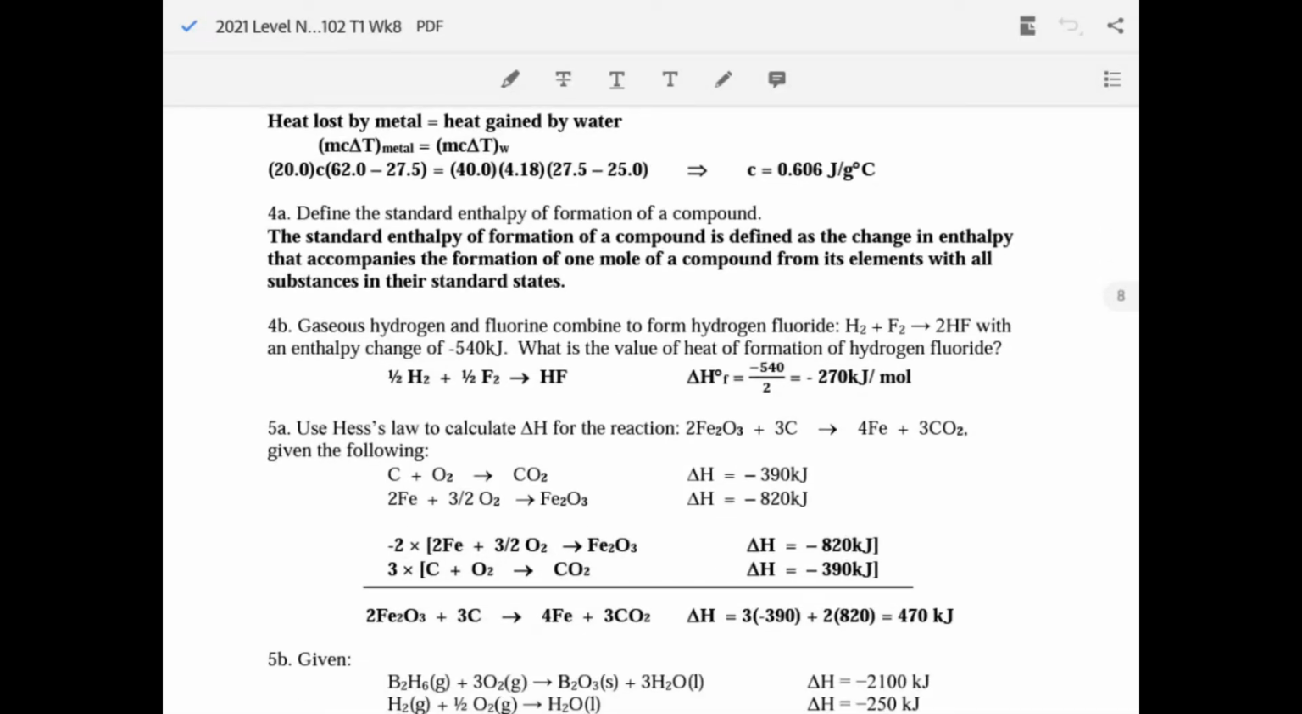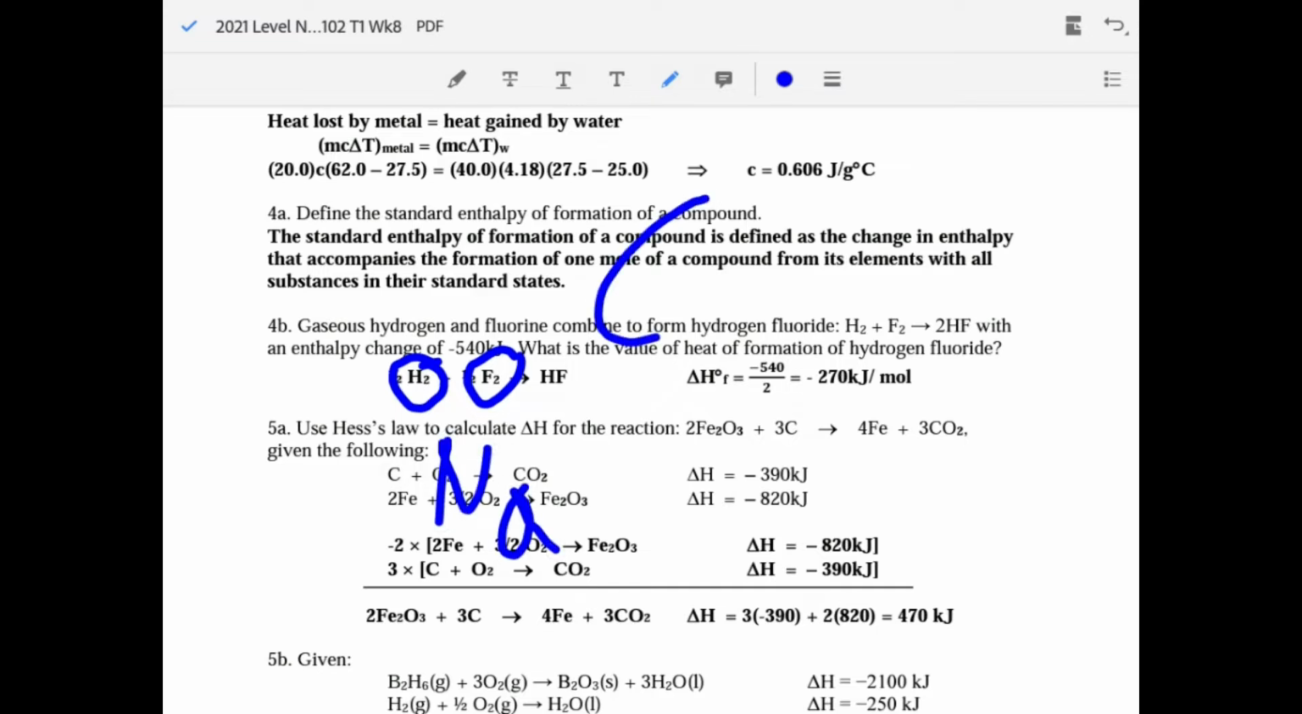4a, determine the standard enthalpy of formation. So standard enthalpy, there are a few conditions to know if it's that equation. All of the elements must be in their elementary state by themselves. So like H over here, it's H2, F2 here. If it was Na, it would be Na alone. If it was carbon, it would be carbon alone, and maybe like salt, you put the state symbol.